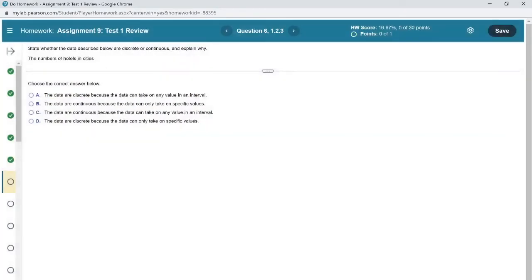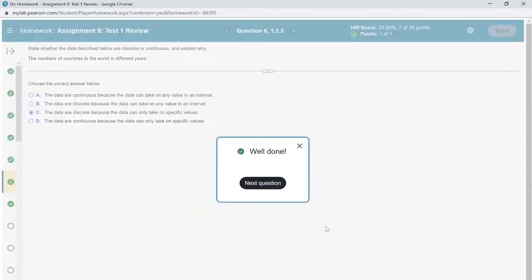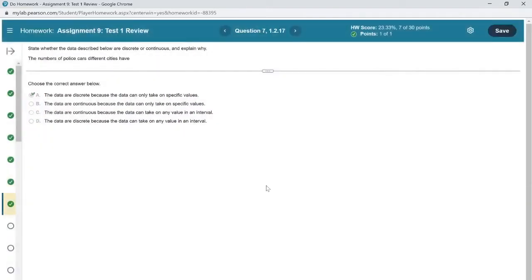State whether the data described below are discrete or continuous. Number 6: the number of countries in the world in different years. In different years it could be specific numbers, so it's discrete because the data can take on specific values. The number of countries could be 5, 10, 100, specific values.